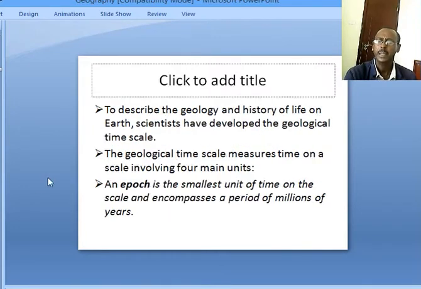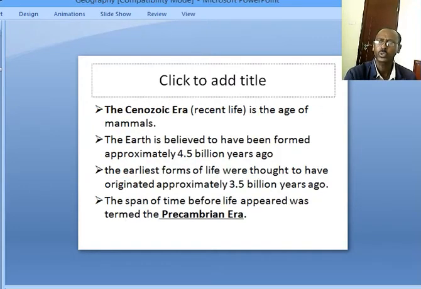The third one, before we go to the Cenozoic era, what we call the recent life. The third time scale is called the Cenozoic era, the recent, meaning the current age. This is the age of mammals. Mammals feed their infants. We call them mammals, and humans are included as mammals.